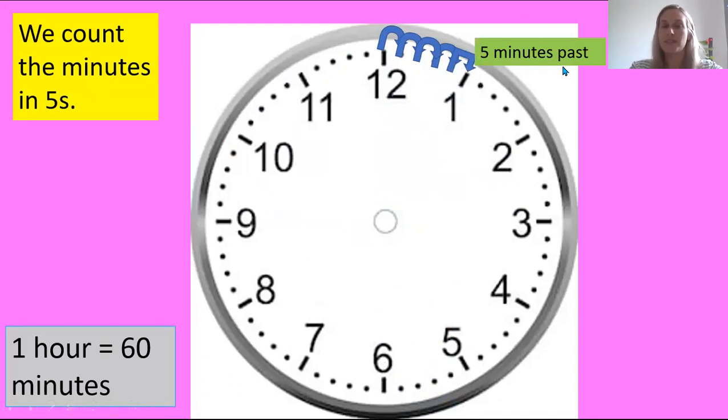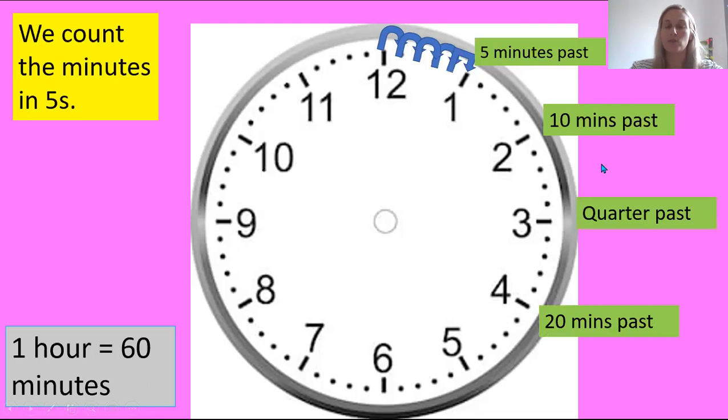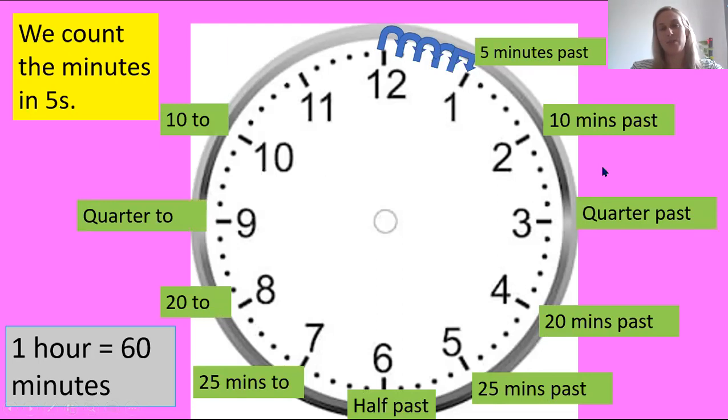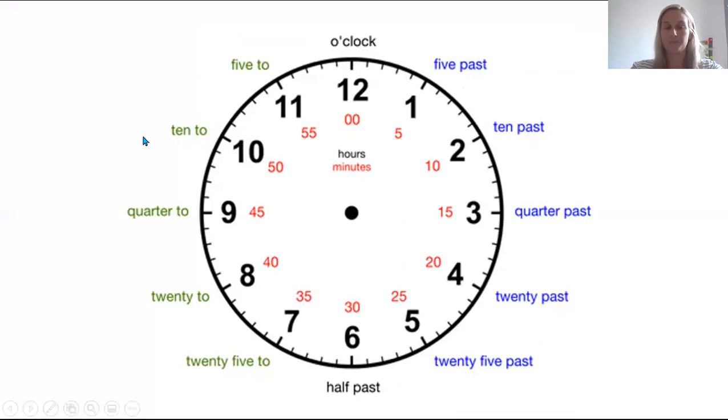So 5 minutes past if the minute hand is facing the 1, 10 minutes past. Please remember MINS, mins is the abbreviation for minutes, okay? Quarter past, 20 past, 25 past, half past, 25 minutes to, 20 to, quarter to, 10 to, and 5 to. Remember, the 12 is o'clock.